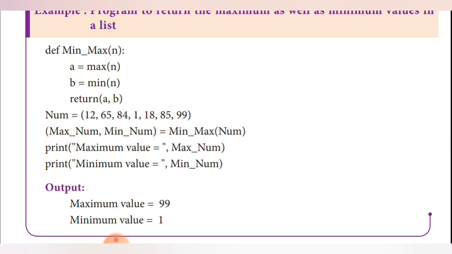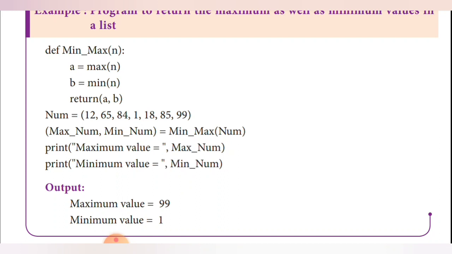Next we are going to print the maximum value and the minimum value. For that we use the print statement. Print, within brackets, "Maximum value is" within double quotes. What is the meaning of the statement given within double quotes? That is just considered a message and it is displayed on the monitor. Then comma max_num, where max_num is the variable name. It is used to store the maximum value returned by the function min_max. What is the maximum value? In this example, the maximum value is 99, so 99 will be stored in the variable max_num.